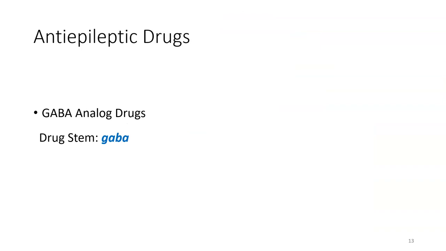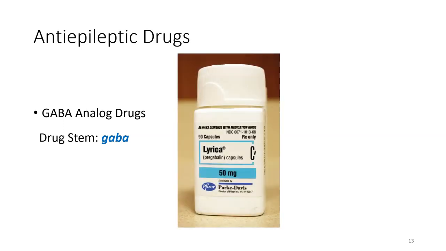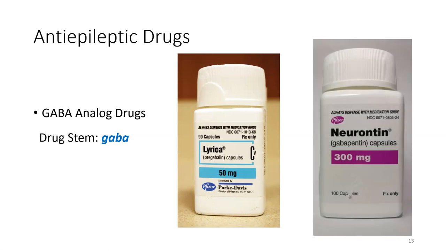Other GABA analog drugs have the drug stem of GABA. They're going to restrict nerve impulses and decrease nerve irritability. The drugs are used to treat simple partial seizures and complex partial seizures. Gabapentin, which is Neurontin, is not a scheduled drug, but pregabalin is. Pregabalin, Lyrica, is a C5. And again, I talked about that in the previous chapter, chapter 5.